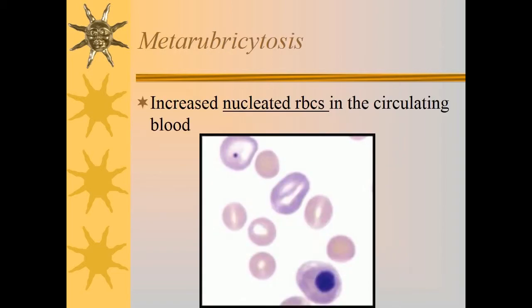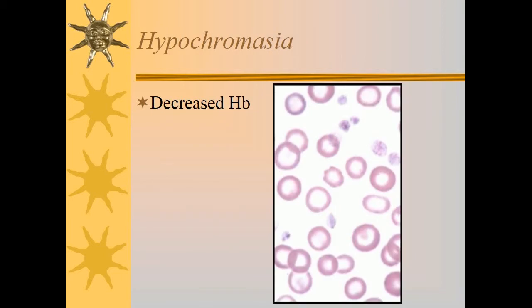Metarubricytosis. Metarubricytosis is defined as increased nucleated red blood cells in the circulating blood. Hypochromasia. Hypochromasia is due to decreased hemoglobin in red blood cells. This creates cells with an exaggerated central pallor.